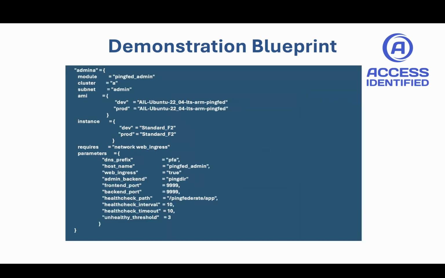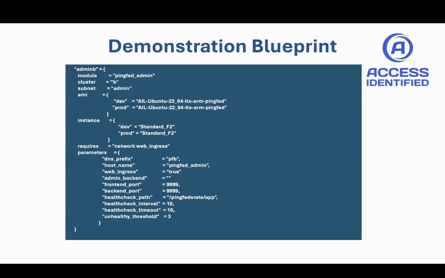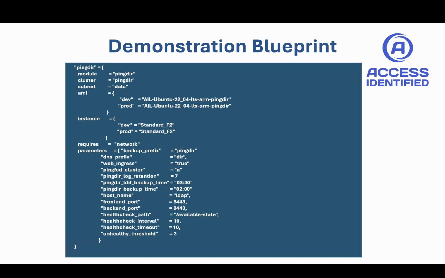These slides now show the product-specific configurations highlighting the machine images to be used, the instance types, and a number of product-specific configuration parameters. Note here the DNS prefixes that will be used to access the various products once deployment is complete. On the current slide, you can see our PingFederate A cluster will use the DNS prefix PFA. Similar to the previous slide, this shows our PingFederate B cluster using the DNS prefix PFB. And finally, our PingDirectory PingDIR cluster will use the DIR DNS prefix.